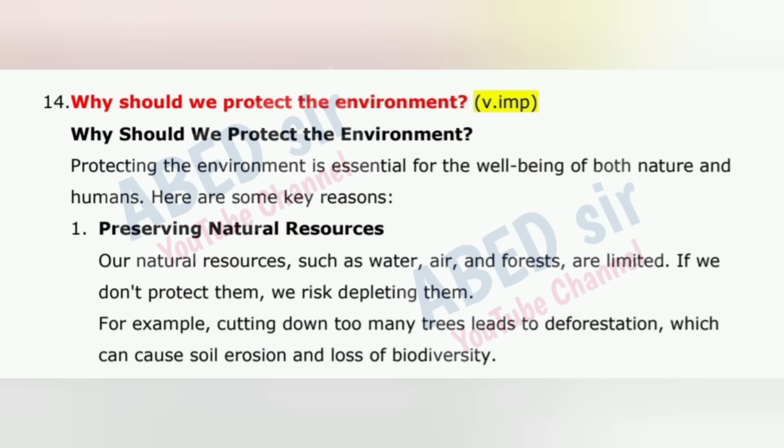Why should we protect the environment? Protecting the environment is essential for the well-being of both nature and humans. Here are some key reasons. 1. Preserving natural resources. Our natural resources, such as water, air, and forests, are limited. If we don't protect them, we risk depleting them. For example, cutting down too many trees leads to deforestation, which can cause soil erosion and loss of biodiversity.